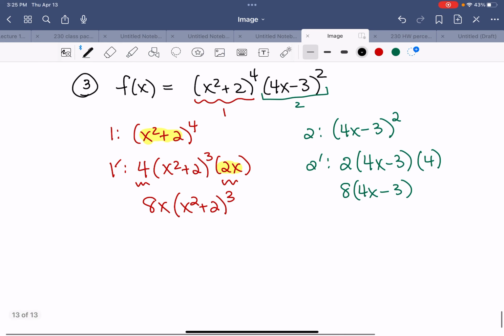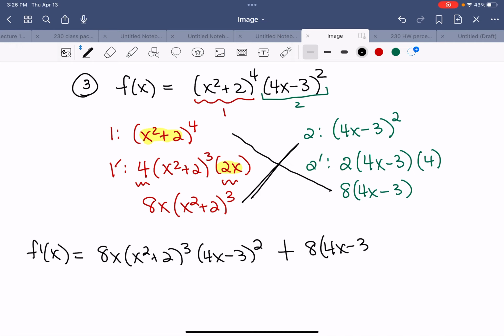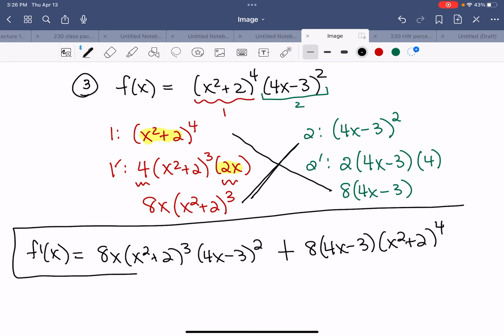And then we're going to put this all together using our product rule. So I want 1 prime 2, so that's these two. So 8x times x squared plus 2 cubed times 4x minus 3 squared. And that's all my first part. Big old plus sign, and then I'm multiplying 2 prime times 1. So that's going to give me 8 times 4x minus 3 times x squared plus 2 to the 4th. And for now, that's all I want you to do.